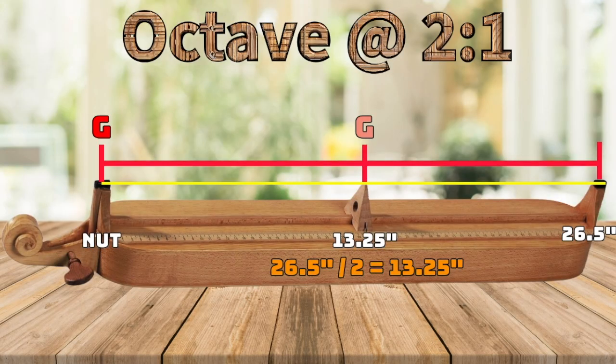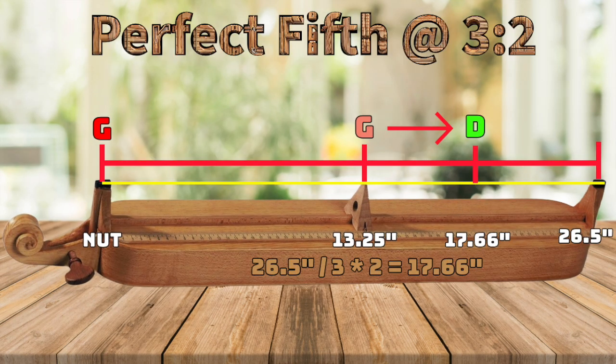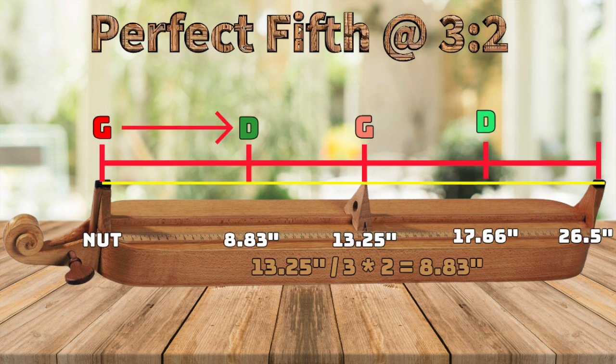He also discovered another extremely consonant sound at what is now referred to as a perfect fifth interval above the octave. If the original scale length of 26.5 inches is divided by 3 and then doubled, which describes a 3-to-2 ratio, we arrive at the 17.66 inch mark for the perfect fifth D above the octave G. Similarly, we could do the same math using octave G at the 13.25 inch mark, and find another perfect fifth interval from G at the nut to D at 8.83 inches.